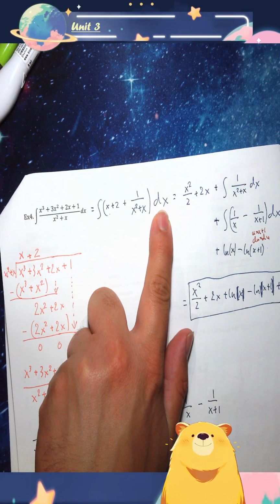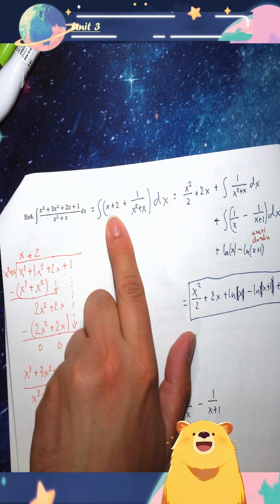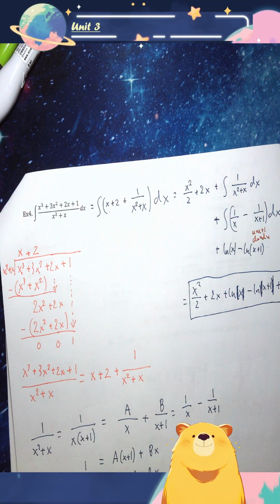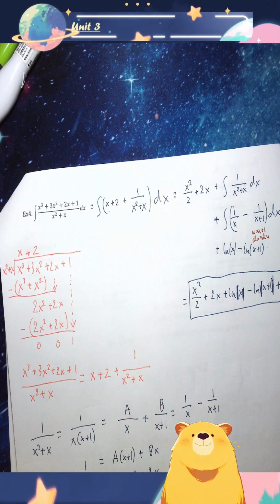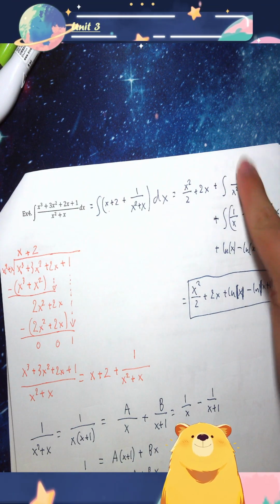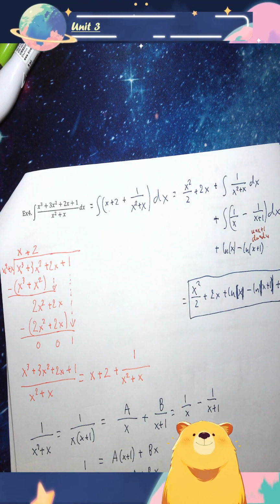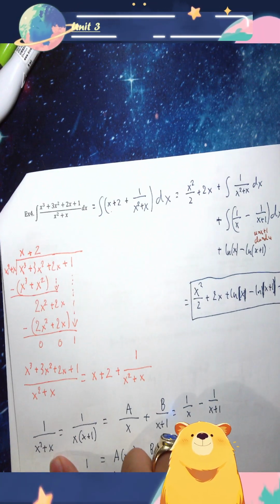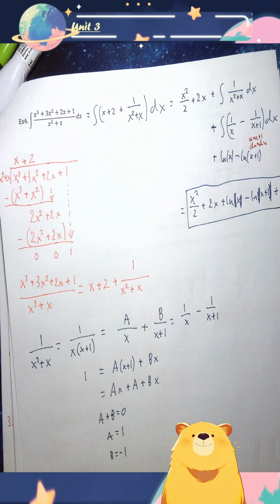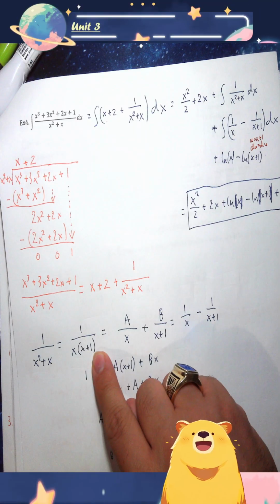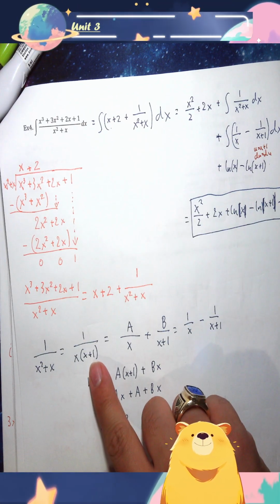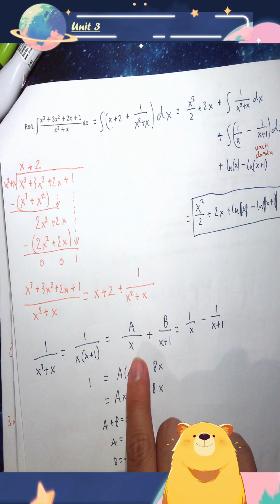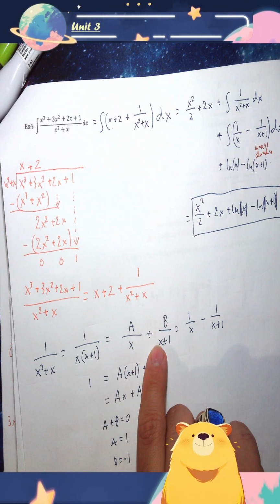So this part of the integral is pretty straightforward. I'm going to do it right now. It's simply going to be x squared over 2 plus 2x. But we still have to do this part of the integral, which we can do by splitting it up into linear terms. We know that we can split up x squared plus x into x times x plus 1. Two linear factors means it must look something like this, where a over x plus b over x plus 1.